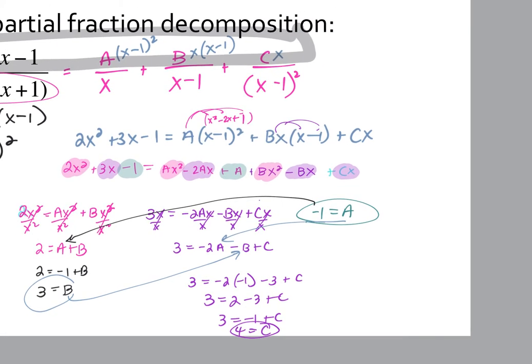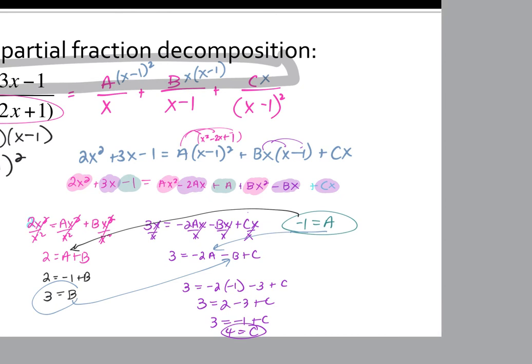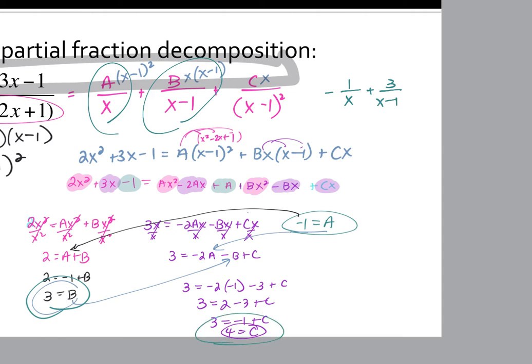Now I've got all 3 numerators. So the a goes over the x. It would be negative 1 over x. The b goes over the x minus 1, so plus 3 over x minus 1. And the c goes over the x minus 1 squared. So plus 4 over x minus 1 squared. Yep. Sure.